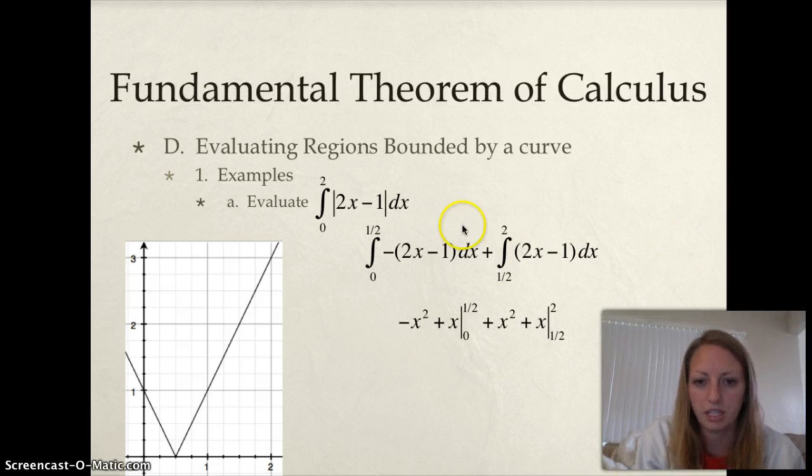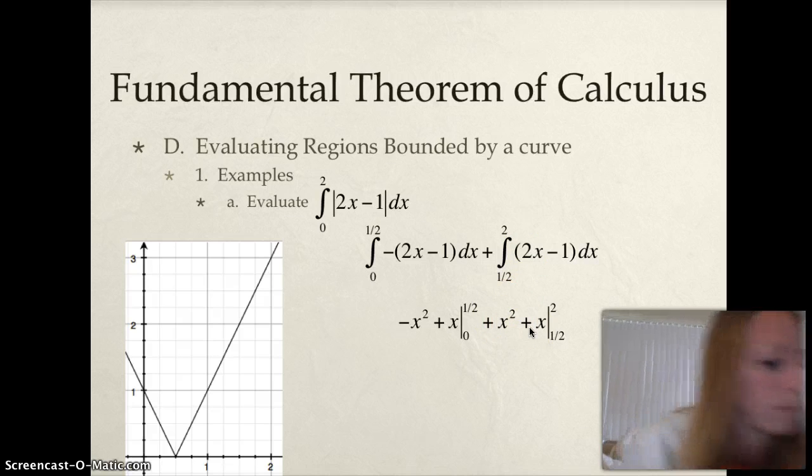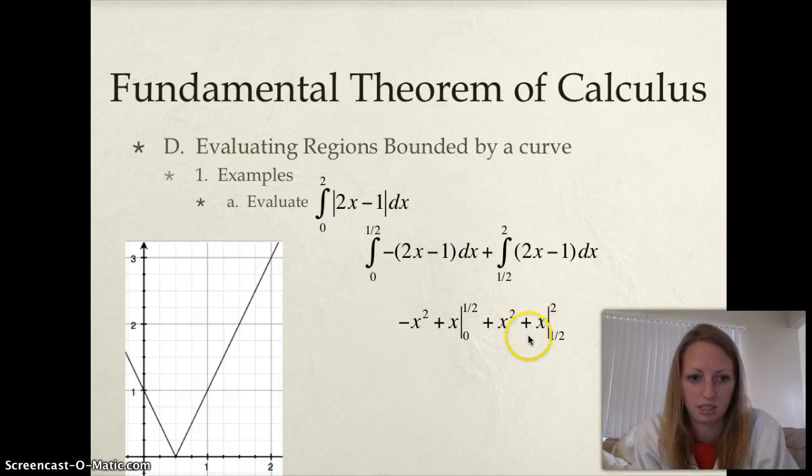We're going to integrate, and I get negative x squared, so I distributed this negative sign essentially. The 2's cancel, plus x from 0 to 1/2, plus x squared, because there's no negative. Oh, that should be a minus x. This right here should be a minus x.